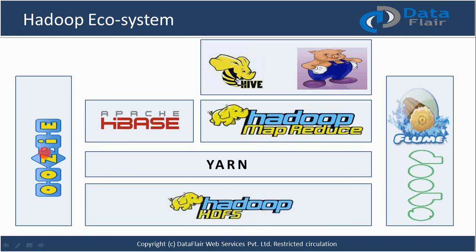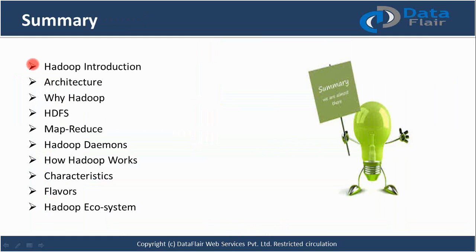Okay, guys, that's it. Let me summarize today's session. We have discussed the Hadoop introduction, then the basic architecture of Hadoop. If anybody asks why Hadoop, that also we have discussed. Then the two components of Hadoop, HDFS and MapReduce. Then Hadoop's daemon architecture. Then how Hadoop works end to end, its characteristics, design principles and assumptions. Then we discussed the Hadoop flavors, and then the Hadoop ecosystem.